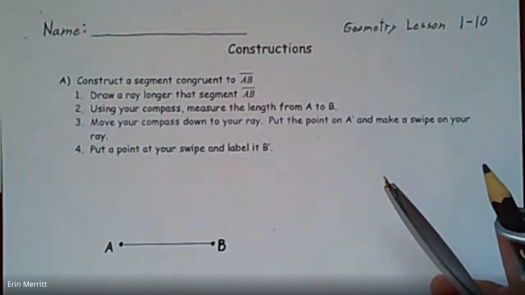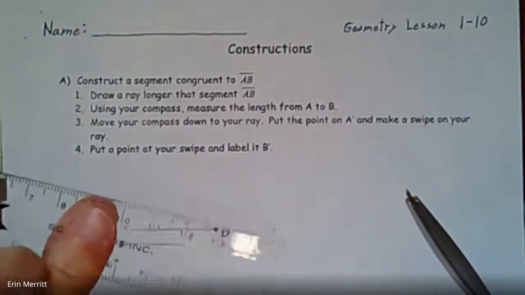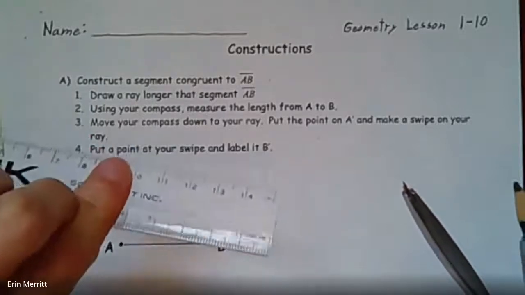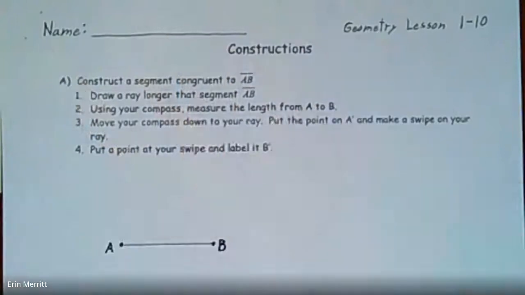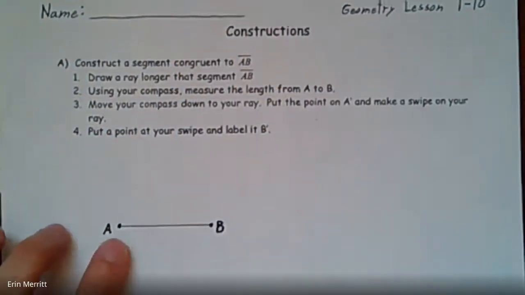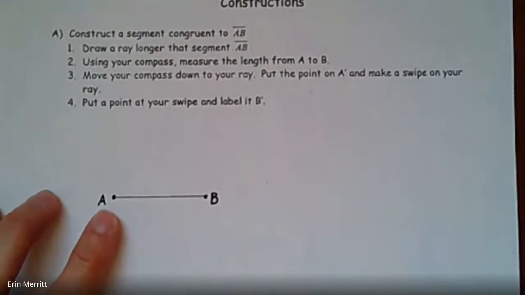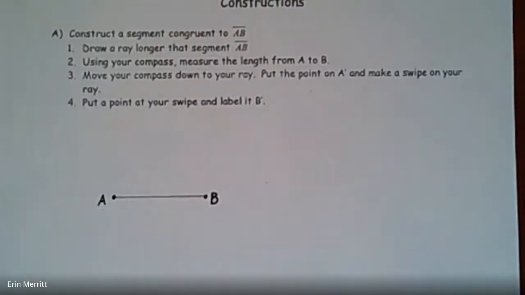The idea is that we don't use the ruler for any sort of measurement. You're only using it as a straight edge. All measurements essentially are being done with a compass. So the first one asks us to construct a segment that's congruent to segment AB. We are not going to use the ruler to measure.